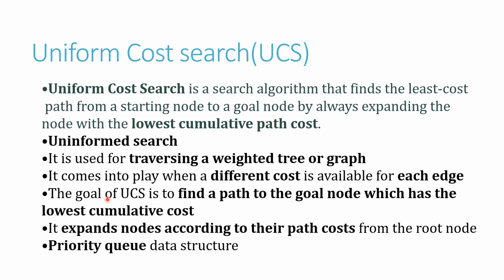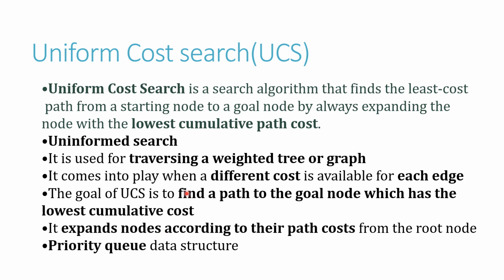The goal, the motivation, the use of UCS is to find a path to the goal node which has the lowest cumulative cost. This word is very important: cumulative cost we should consider. It expands nodes according to their path cost from the root node.